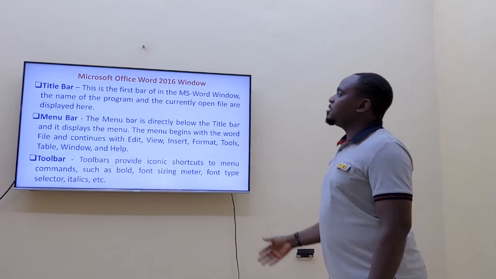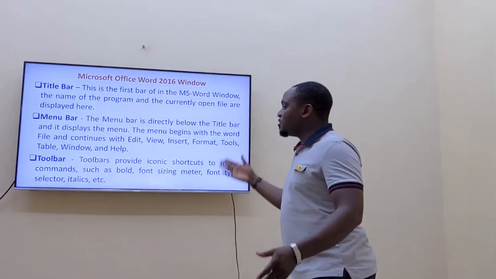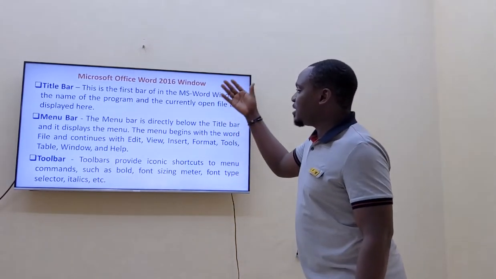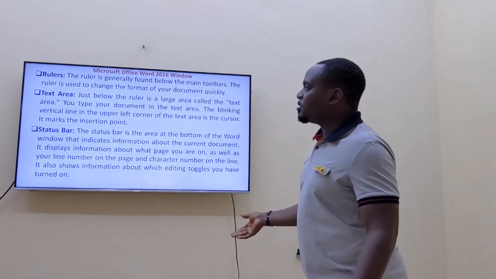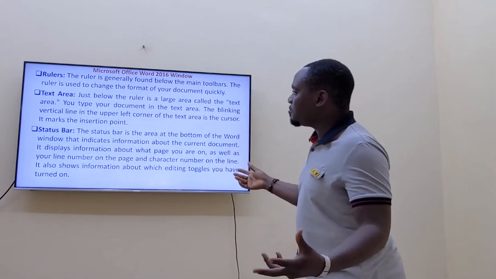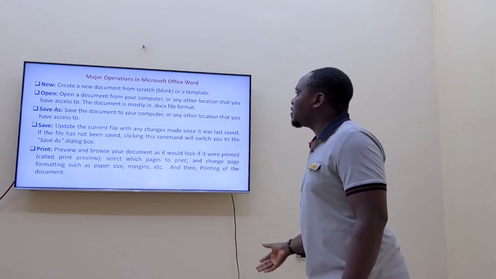So we're going to talk about these functions. These are just the things we talked about. We say the title bar, the menu bar, and the toolbar. We've talked about them. Then the rulers. The rulers help you to set margins and so on and so forth.